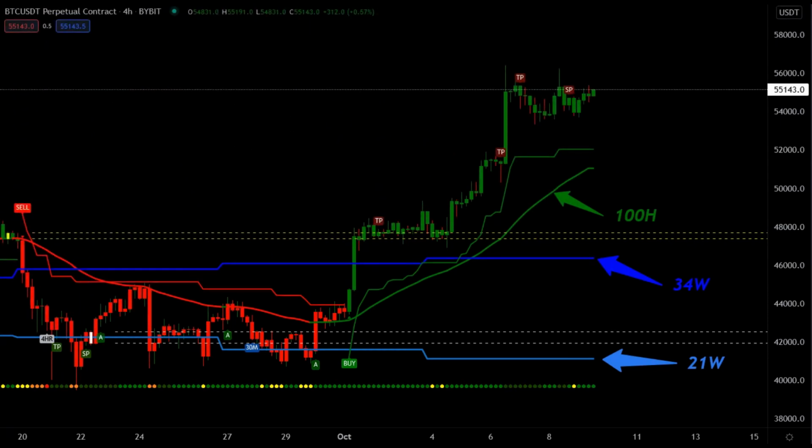The next thing I've added to the chart are our moving averages. There's a 100-hour moving average, 34-week moving average, and a 21-week moving average. We found that cryptocurrencies respond to these moving averages the greatest.